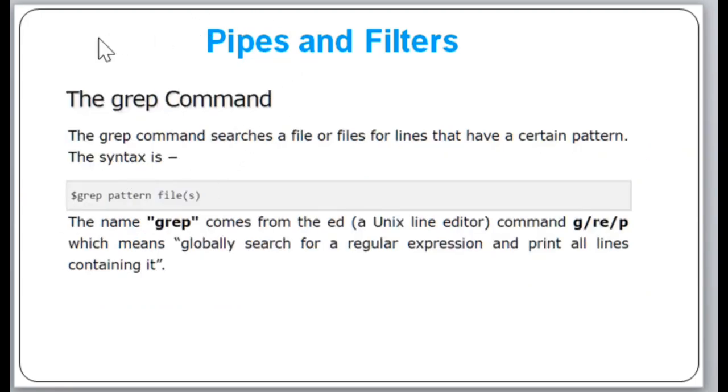So the grep command is what's commonly used with these pipes, guys. The grep command searches a file or files for lines that have a certain pattern. The syntax for grep is grep, the pattern you're looking for, and then the file. The name grep comes from the ed file editor, which is a Unix line editor. It stands for the command g/re/p, which means globally search for a regular expression and print all lines containing it. Global regular expression print, okay? That's where grep comes from, guys.